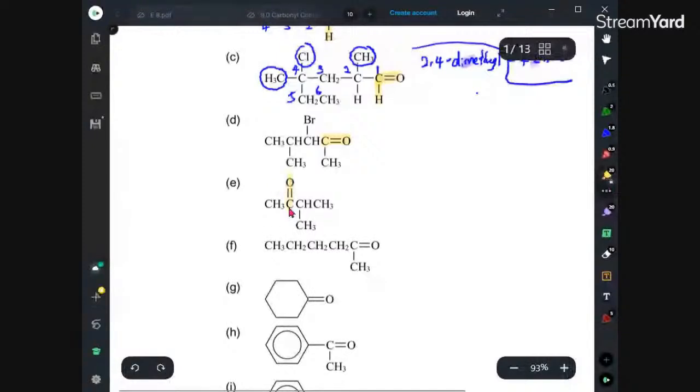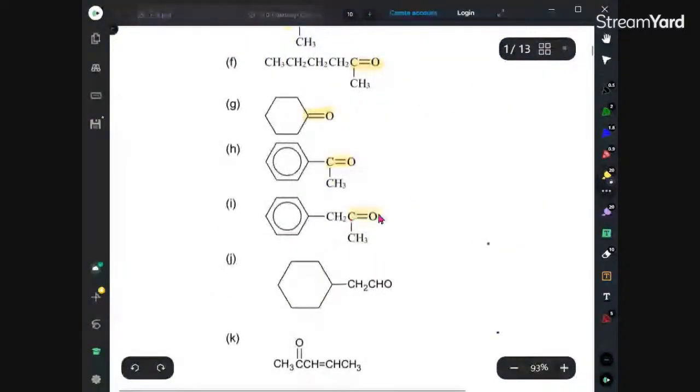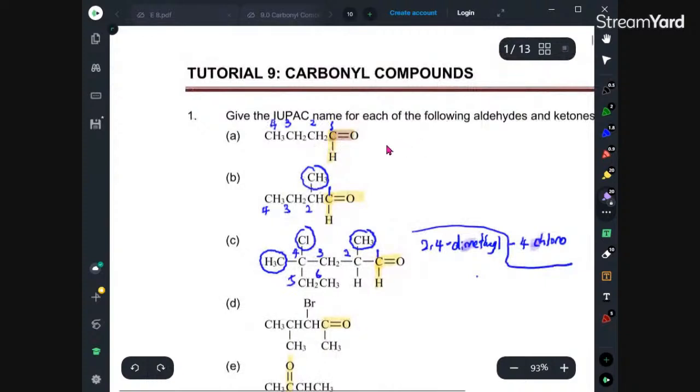Now we look at D: ketone. E also ketone. F ketone, G ketone, H ketone, and this one ketone, this one ketone. With alkene, there are two functional groups. And this one is aldehyde. J is aldehyde. For the aldehydes, I highlight with purple color.